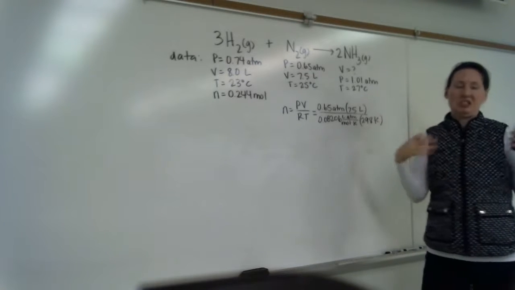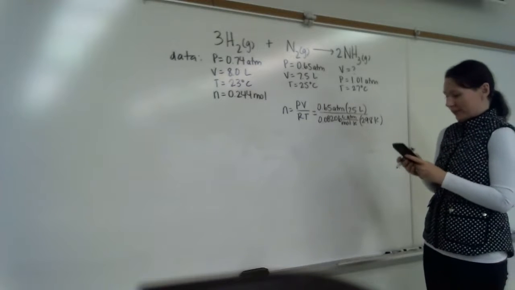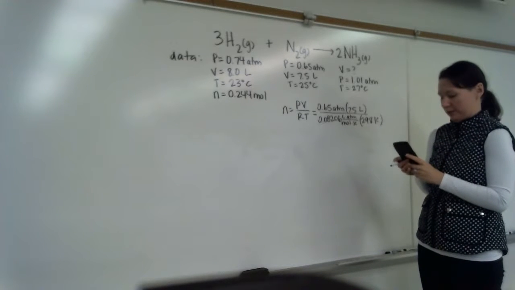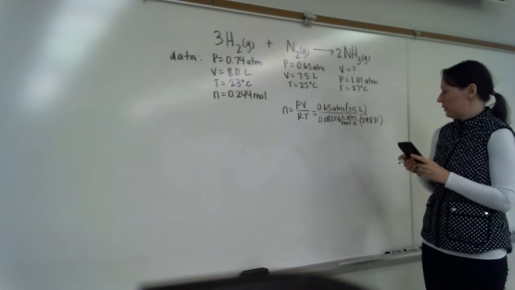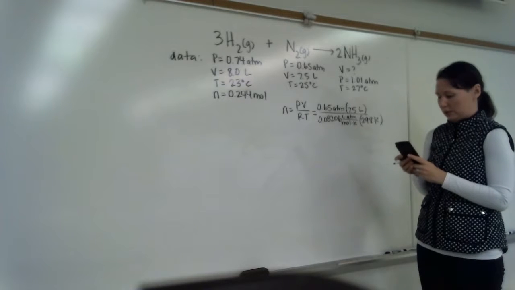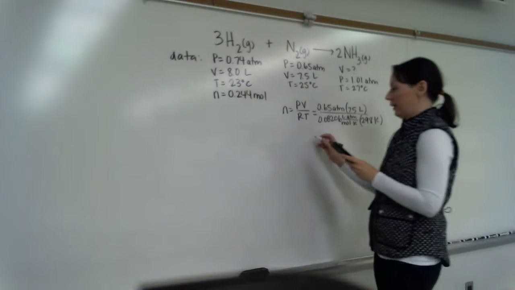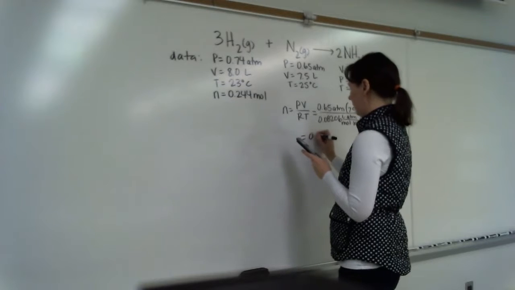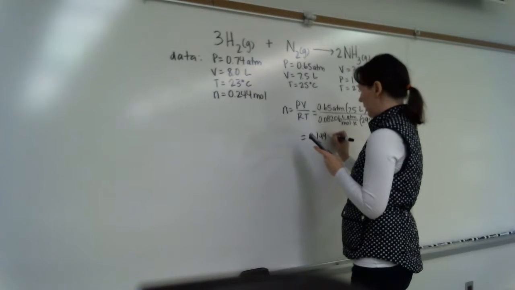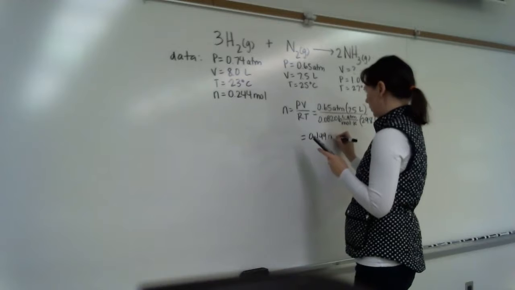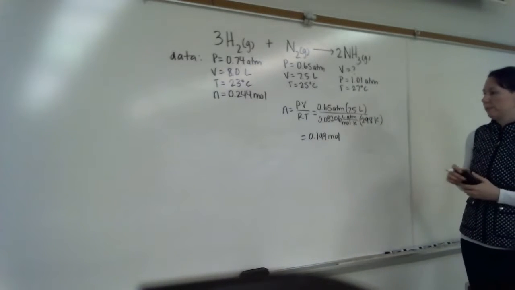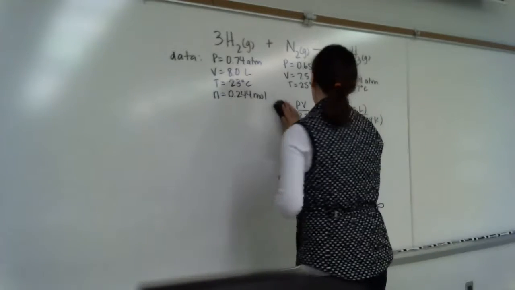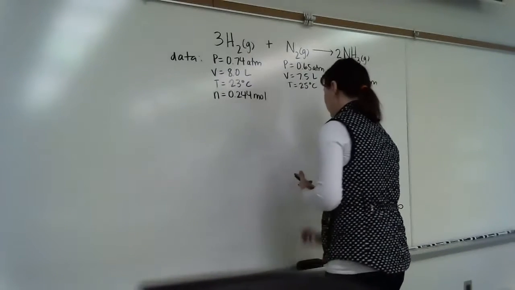Try to make sure that you're paying attention a little bit, right? So 0.65 times 7.5 divided by 0.08206 times 298. I get 0.199 moles. Do we agree, those of you following along with me, to get the same number? Okay. So now we've got the number of moles.